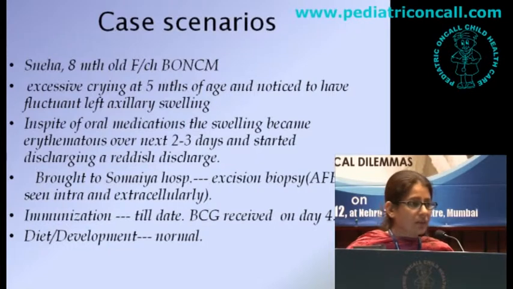Now this is a case which I have seen at Wadia Children's. This was Sneha, an 8-month-old female child born of a non-consanguineous marriage, who had come with excessive crying at 5 months of age and was noticed to have a fluctuant left axillary swelling. In spite of oral medications, the swelling was enlarging, had become erythematous over the next 2-3 days, and started discharging a reddish discharge. She was brought to Somaiya Hospital, where an excision biopsy was done and intra and extracellular AFB was seen. She was immunized till date, BCG received on day 4, and diet and development were normal.